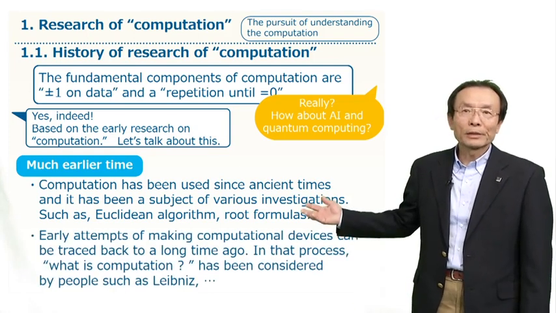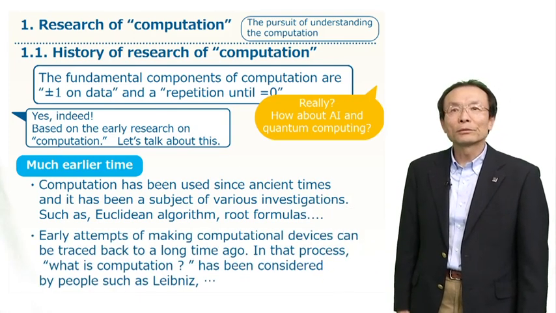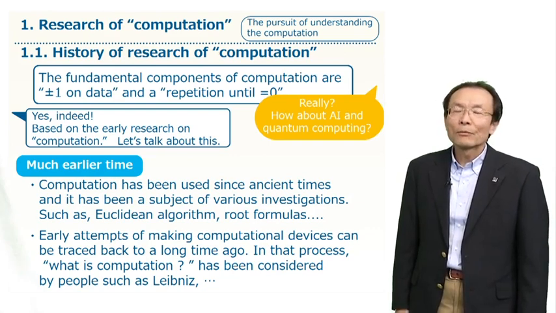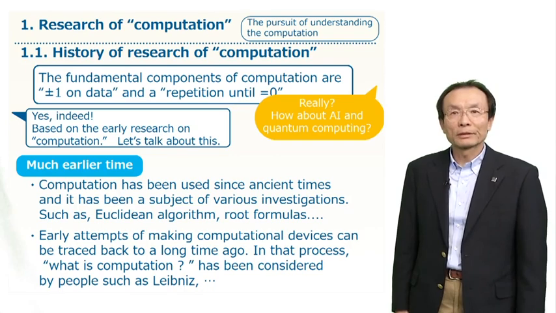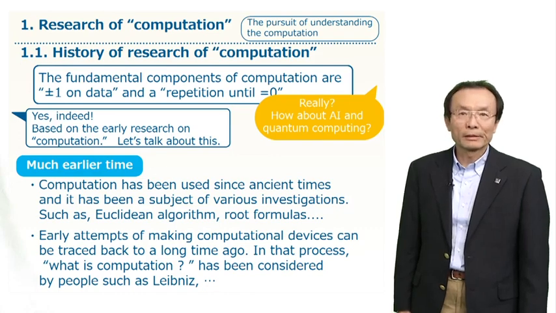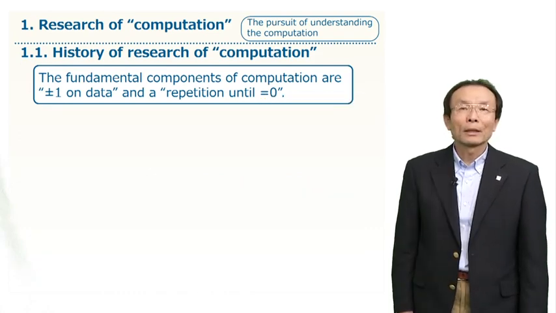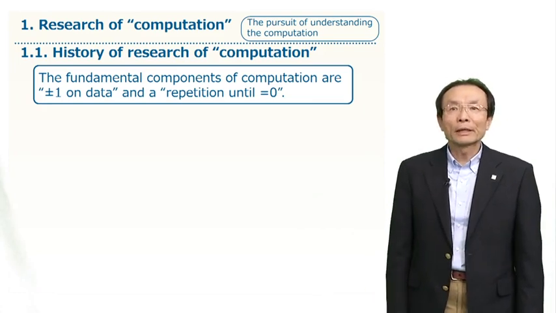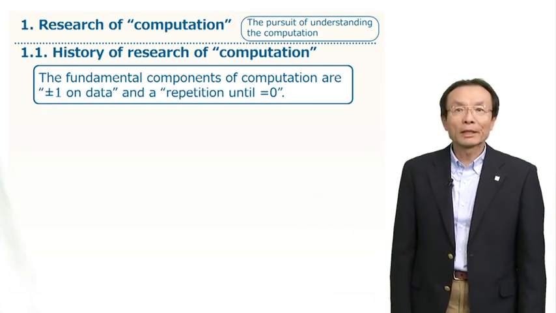Also, many attempts have been made from long ago to make computational devices. In that process, the question, what is the nature of computation, has been considered. For example, one of the famous mathematicians, Leibniz, a contemporary of Newton, is said to have created a preliminary computational device. But let me focus on the investigation leading to this claim. We can specifically identify the starting point of this investigation.